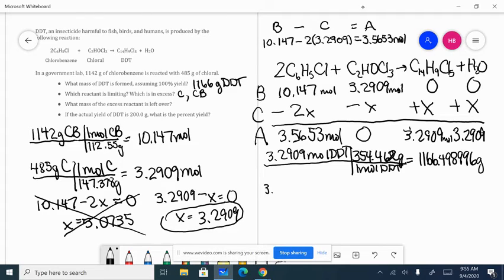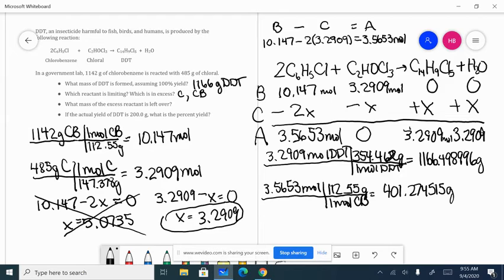So we're going to do 3.5653 moles of chlorobenzene, and 1 mole of chlorobenzene is 112.55 grams. So in my calculator, I'm going to multiply this to get an answer of 401.274515 grams. And this is chlorobenzene. This is DDT. So when I report my answer, I'm going to report it to 4 sig figs. Oh, actually, it's 3 sig figs. So we'll report this to 3 sig figs, grams of chlorobenzene.